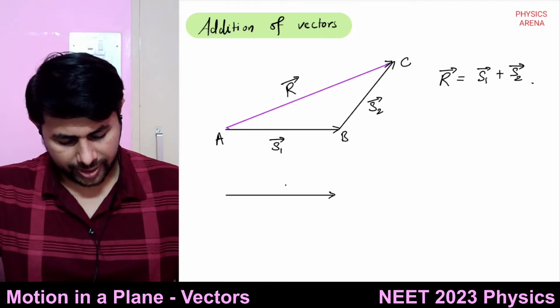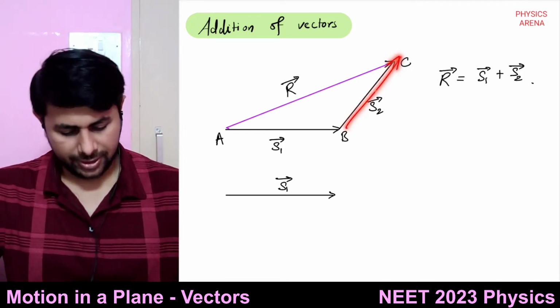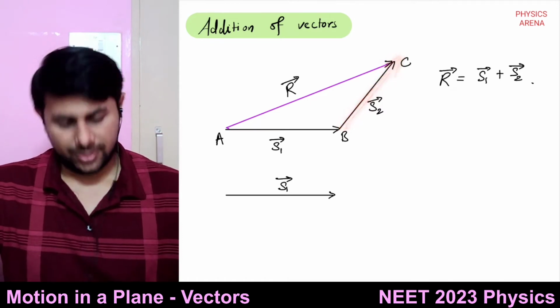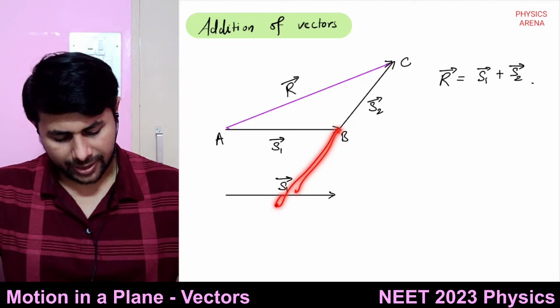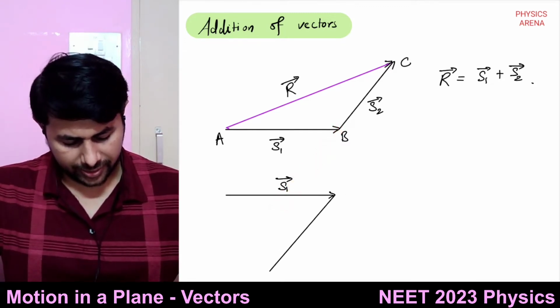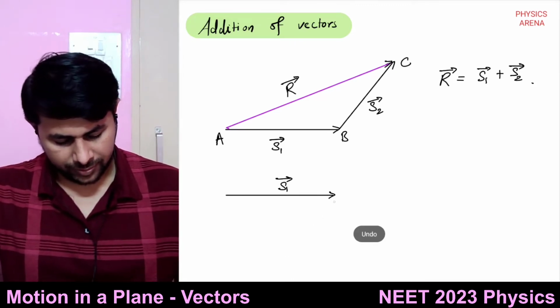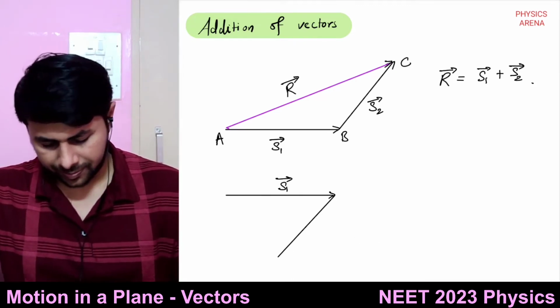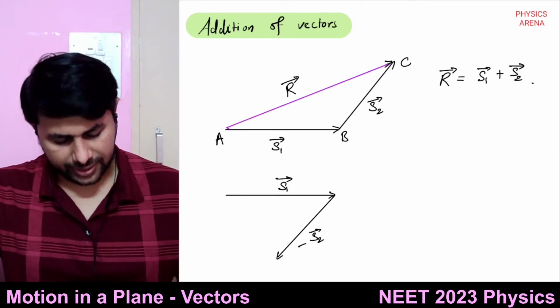This is S1 bar. And this is S2 bar. S2 bar is directed like this. So what will be the direction of minus S2 bar? Minus S2 bar will be directed like this. It will have the same magnitude as that of S2 bar. So this is minus S2 bar.